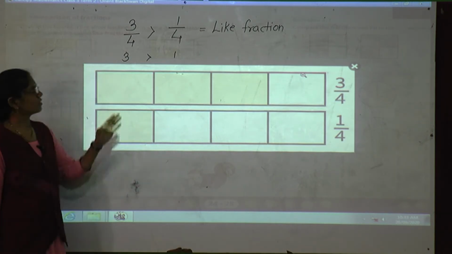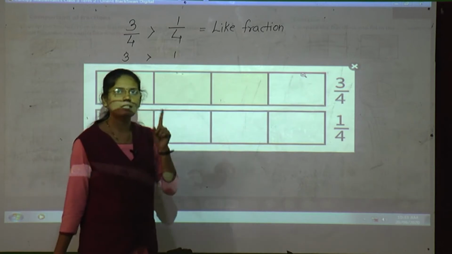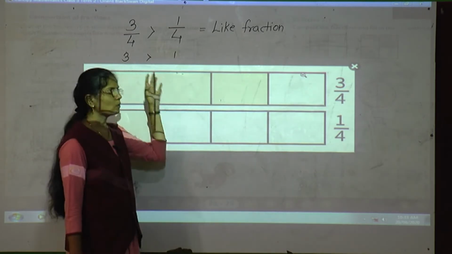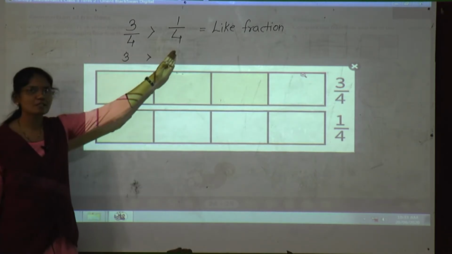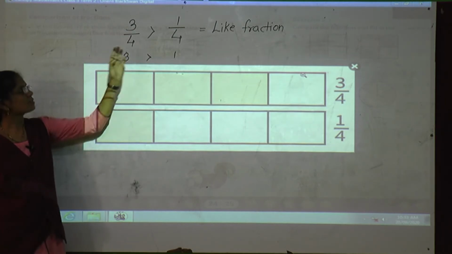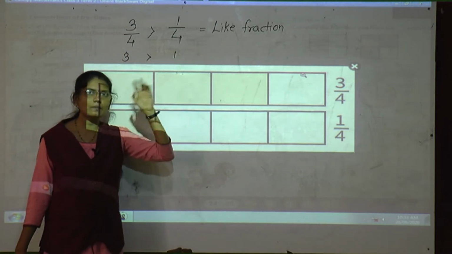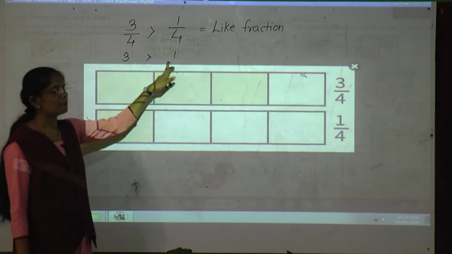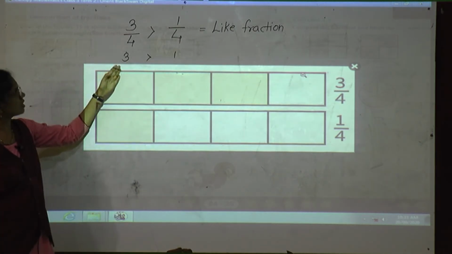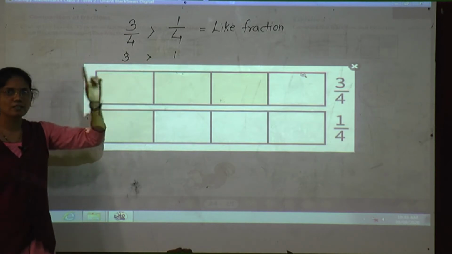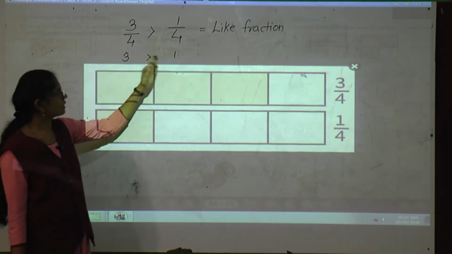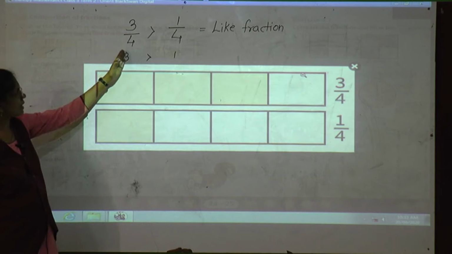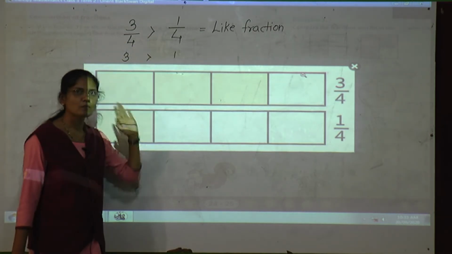Like fractions means the fractions in which the denominator is the same. In these two examples, you can see the denominator is the same, that is 4 only. So these two fractions are like fractions. Now we have to compare these two fractions. Here the denominator is the same, so we have to compare the numerators. In this fraction 3 is the numerator and in this fraction 1 is the numerator. So 3 is greater than 1, so 3 by 4 is greater than 1 by 4.